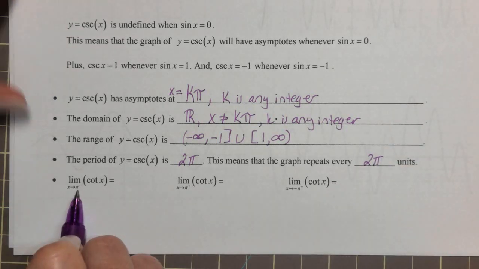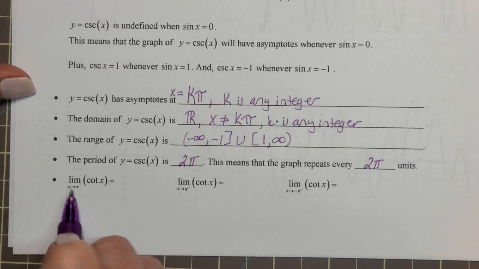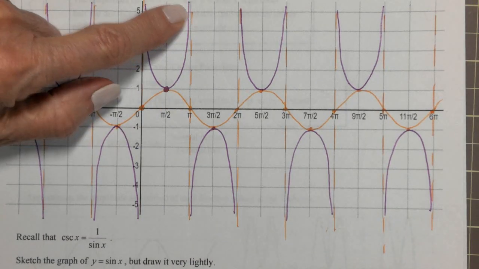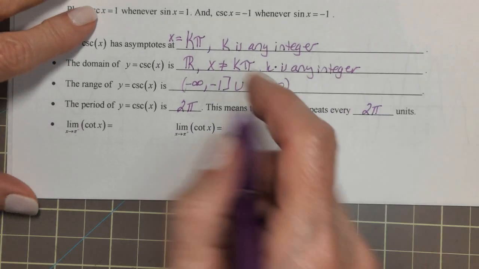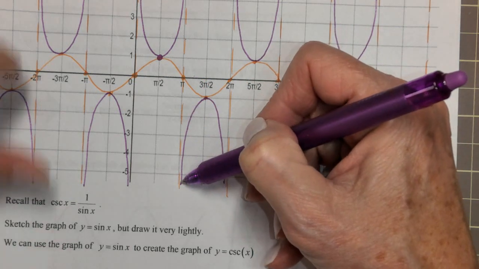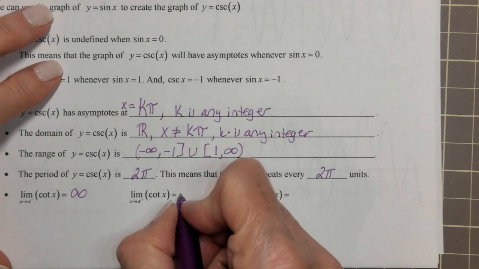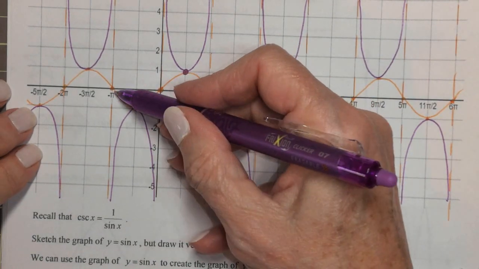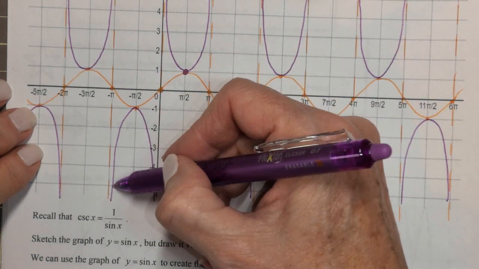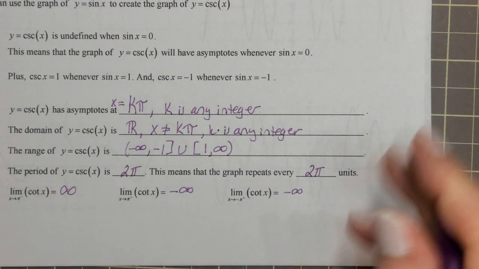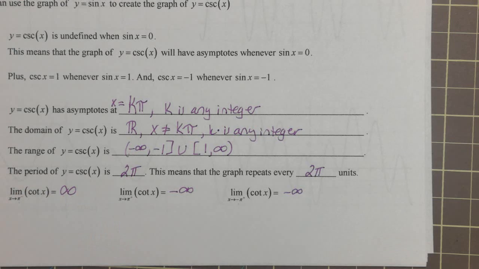Couple of limits. As x goes to pi from the left, the function is going to positive infinity. Pi from the right, negative infinity. Negative pi on the right, negative infinity. If you know the graph, you can answer those questions easily.